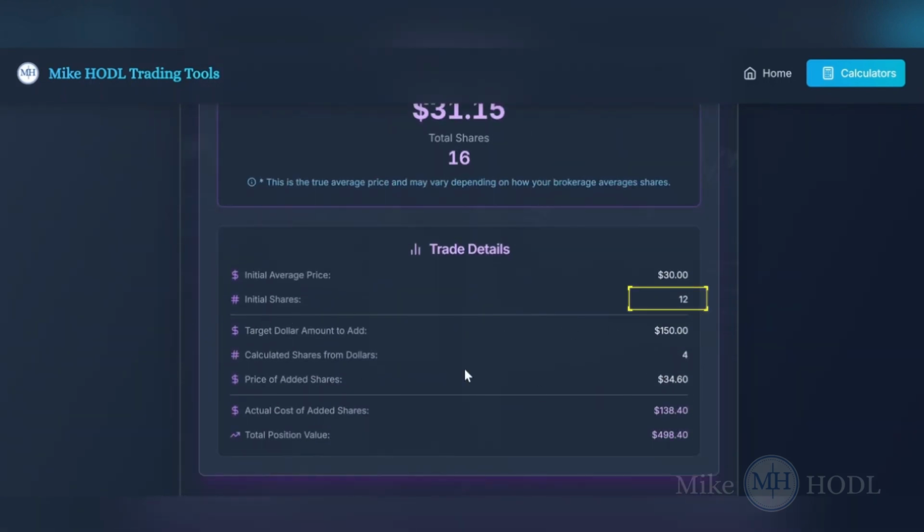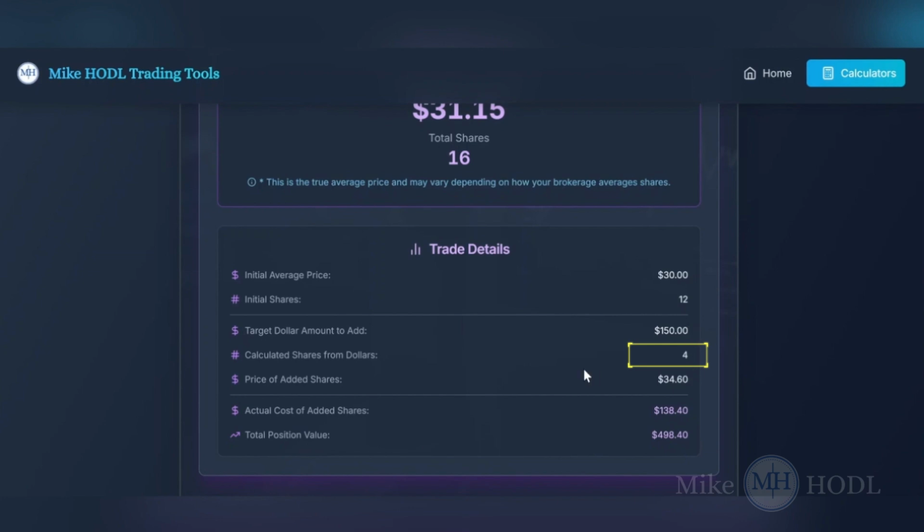We bought an additional 4, which was calculated from the dollar amount that we input, which was $150, and we added those shares at a share price of $34.60. So the actual cost of the shares that we added was $138.40. So we really didn't spend the entire $150. We only had to spend $138.40 to get 4 whole shares, and that increased our total position value and our position size.